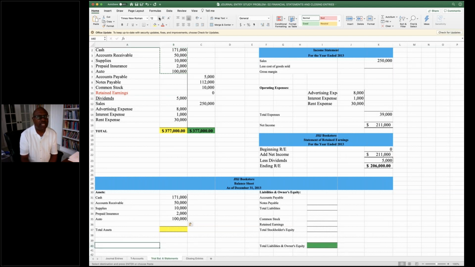How much are the total assets of this company? So we're just doing it a little simple. $333,000. So we're going to total these assets and we're going to get 333,000.